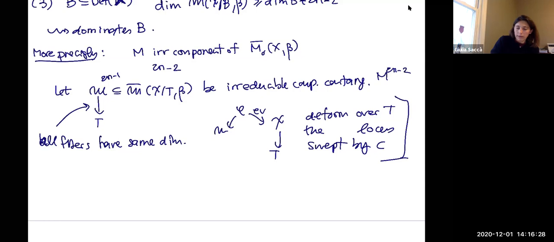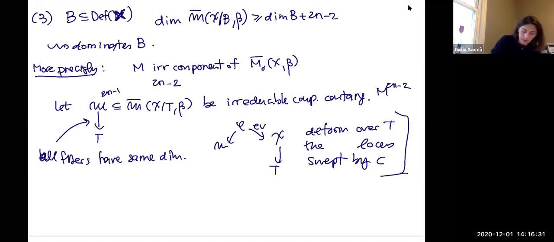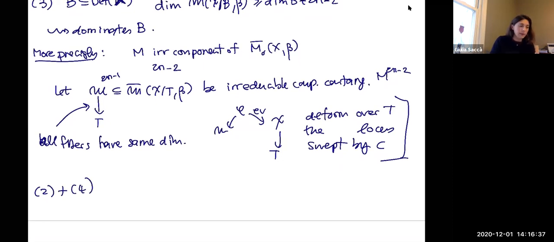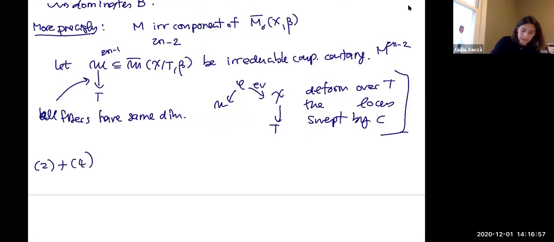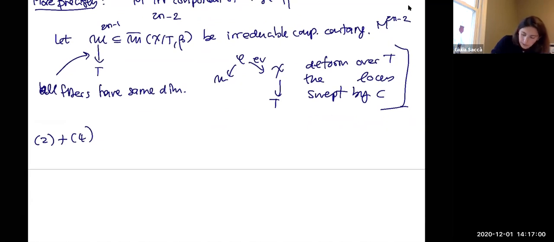Okay, so now I want to prove 2 and 4 in the last 14 minutes. Remember, 2 was the fact that if the curve is indecomposable, then the space of deformations was exactly 2n minus 2. And 4 was the statement about the structure of the locus Z spanned by C. So we have the following picture. M, this component containing F, and this is a universal curve with the evaluation map.